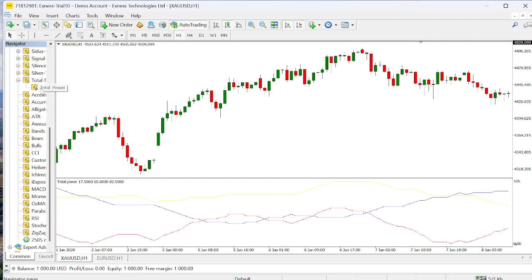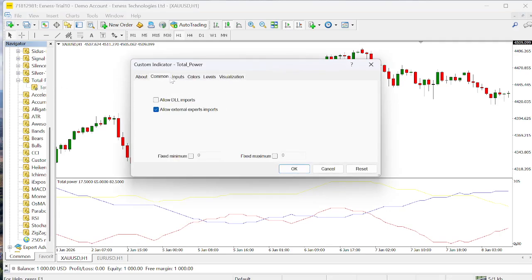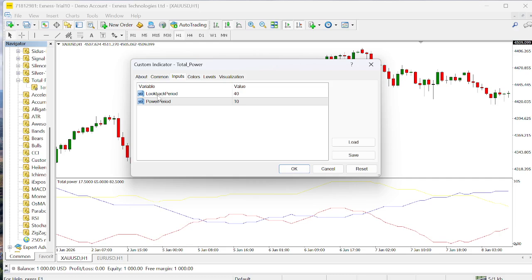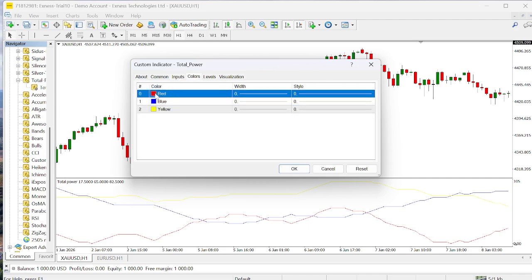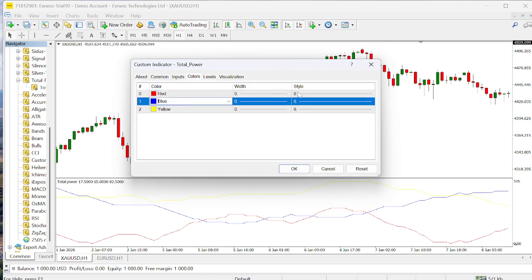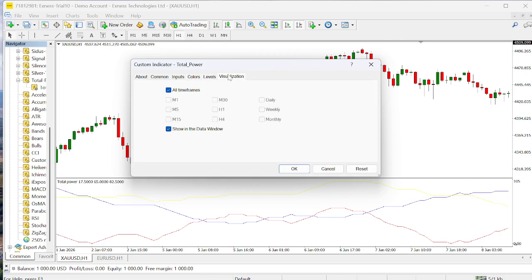As for the settings, let's take a look at the settings we have. For the inputs, we have the look back period. You can customize that, and we have the power period as well. You can also choose your preferred colors for the lines, and you can also choose your preferred time frames.